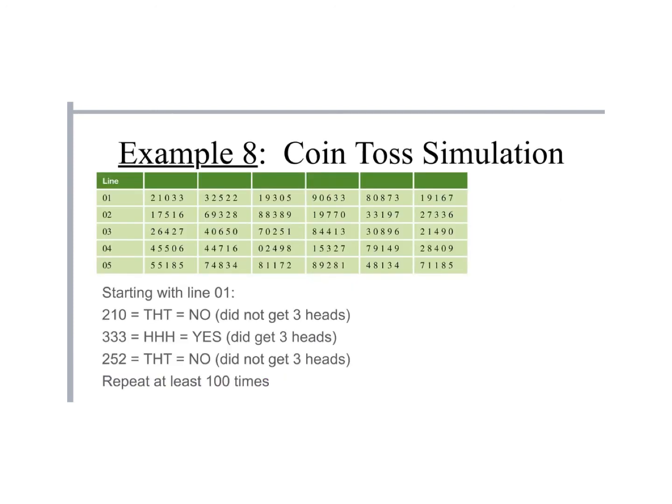Okay, so here is the random number table. Let's try to simulate this coin toss. So starting with line 1, 2, 1, 0. So that's tails, heads, tails. No, we didn't get it. So now we'll go to the next one. Now we'll do the next 3 numbers, which is 3, 3, 3. Heads, heads, heads. Yes, we got it that time. Now we're going to do the next 3 numbers, 2, 5, 2. That's tails, heads, tails. No, we didn't get it. So this is what you would be doing. We did it 3 times. You're going to do this 100 times.